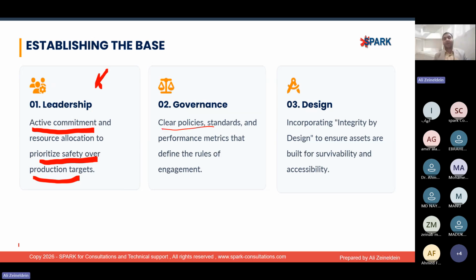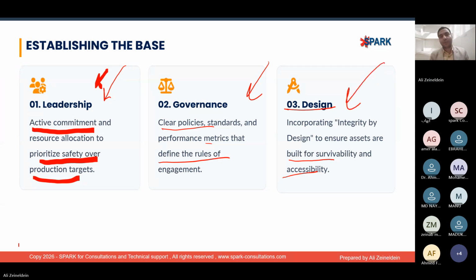Clear policies, standards, and performance metrics that define the rules of engagement. Then the design phase, to ensure assets are built with serviceability and accessibility. So, establishing the base or the foundation of asset integrity by leadership who have the power and the commitment. Okay, then applying standards and references, then the design phase.